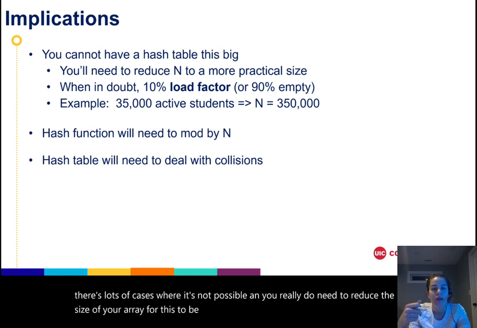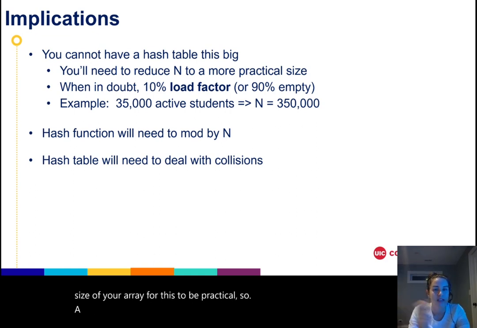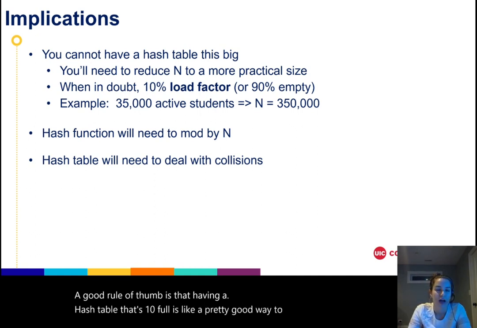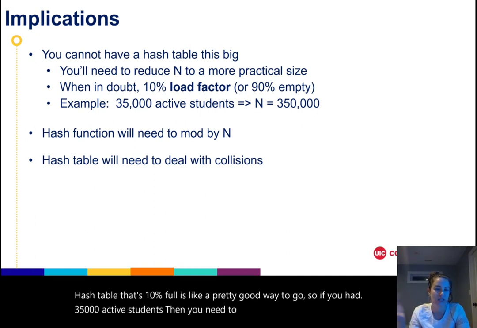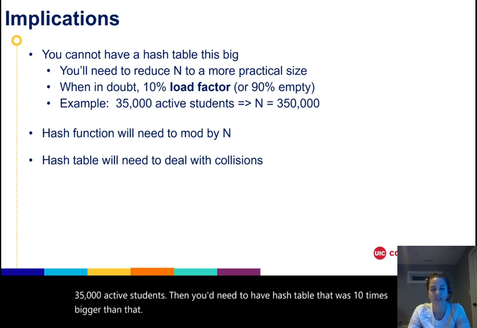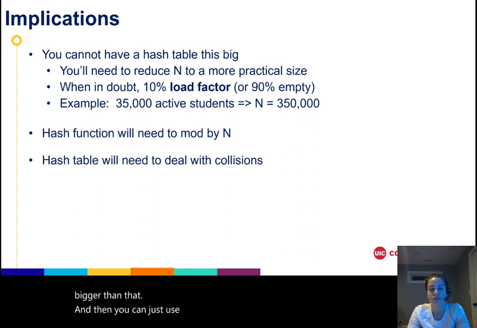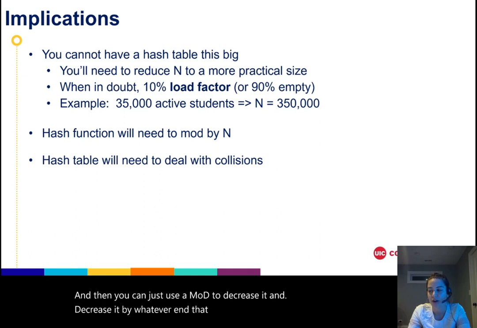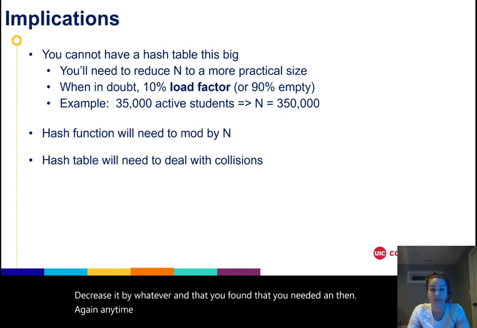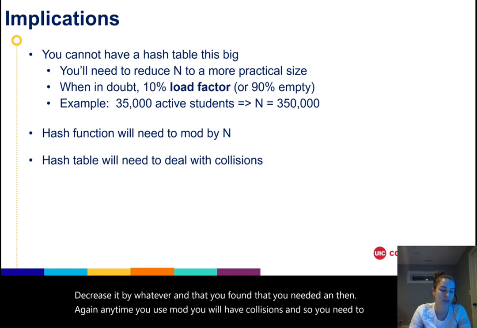So a good rule of thumb is that having a hash table that's 10% full is a pretty good way to go. So if you had 35,000 active students, then you'd need to have a hash table that was 10 times bigger than that. And then you can just use a mod to decrease it by whatever n that you found that you needed. And then again, anytime you use mod, you will have collisions, and so you need to come up with a way to deal with collisions.